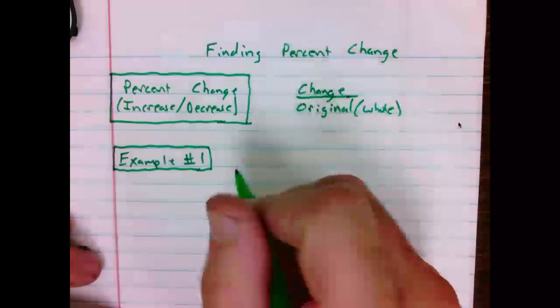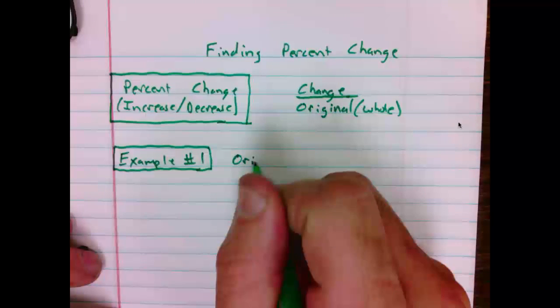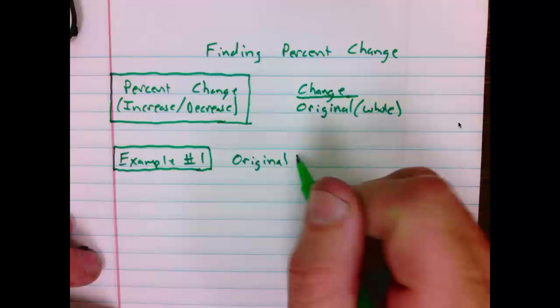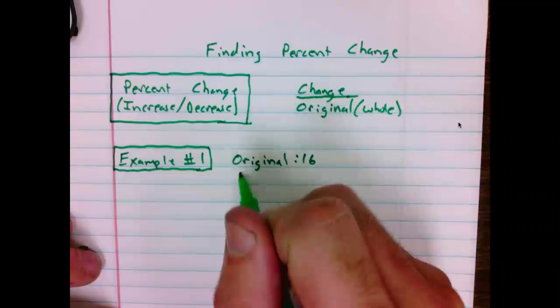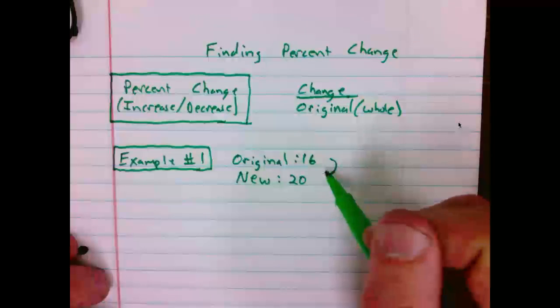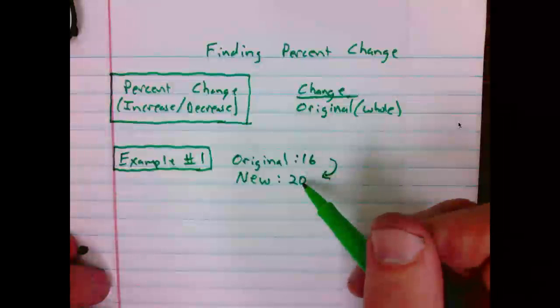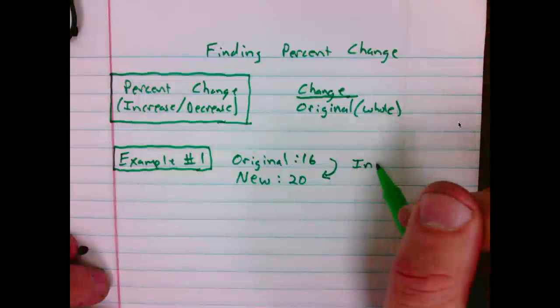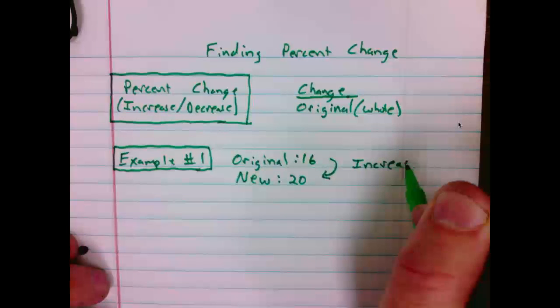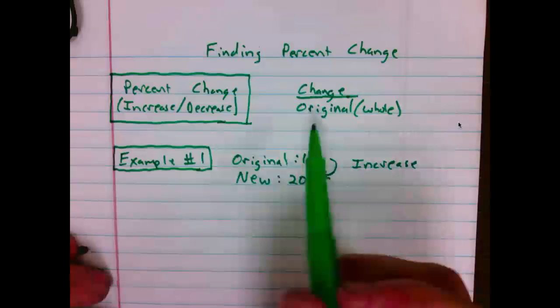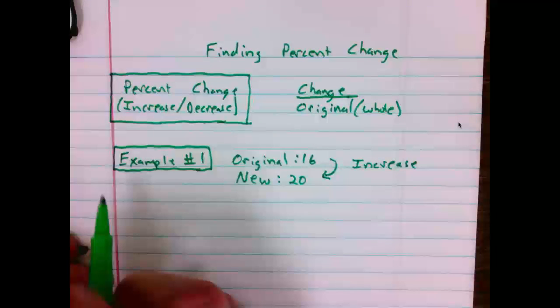let's assume that the original is 16 and the new amount is 20. First, we will consider, is this an increase or decrease? Since the new amount is greater than the original, this is an increase. All right, now we will set up this proportion.